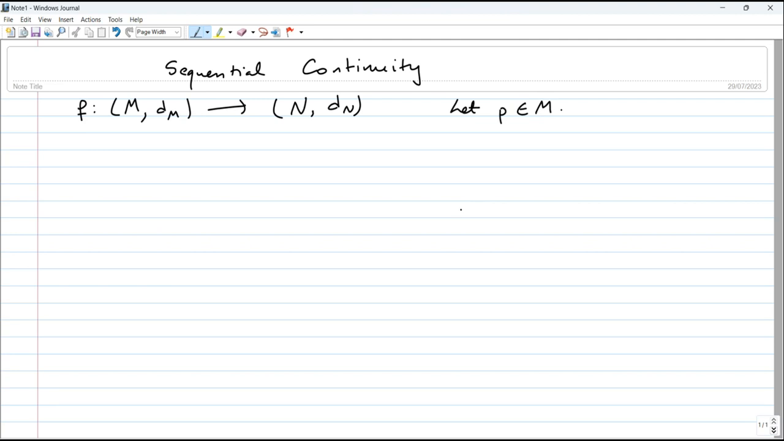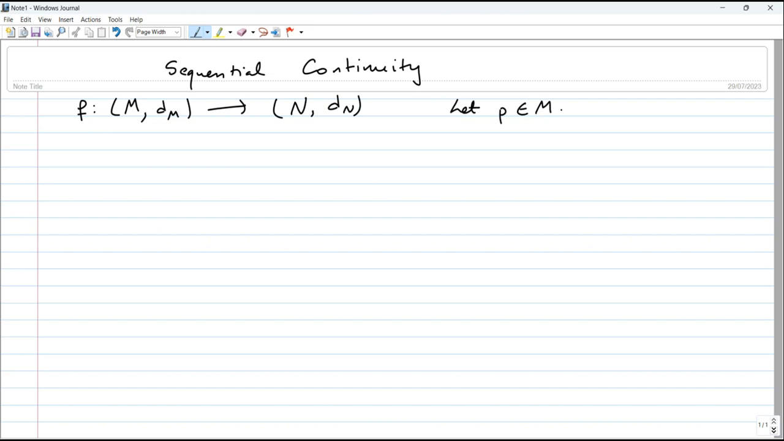In the last video, we defined what it means for this function f to be continuous at this point P in M. And now we are going to define what it means for this function to be sequentially continuous. We are just using the term sequentially continuous because it's a new definition and we don't know yet that it's going to be equivalent to the definition of continuity, so that there's no need to distinguish between these two definitions. But that's a spoiler for you. Sorry about that. But let's just look at sequential continuity.